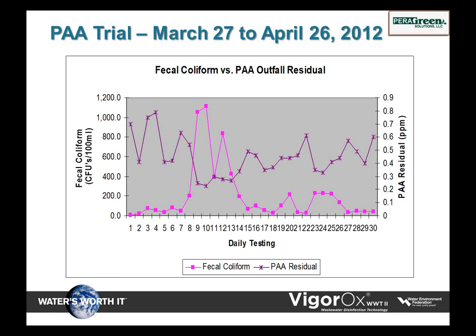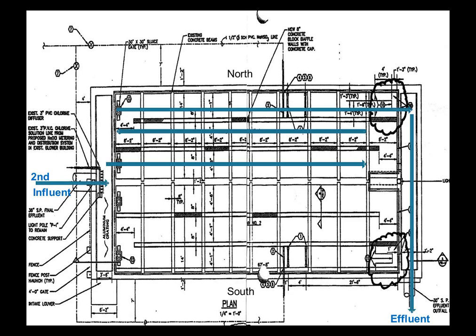E. coli and fecal levels. I see that normally E. coli and fecal track one another, and Entero is a little slower in what the kill rates are. But you will see that there isn't a direct relationship between PAA residual levels in the discharge and the fecal levels. Next slide, please. This is a diagram of the actual contact chamber in Steubenville.